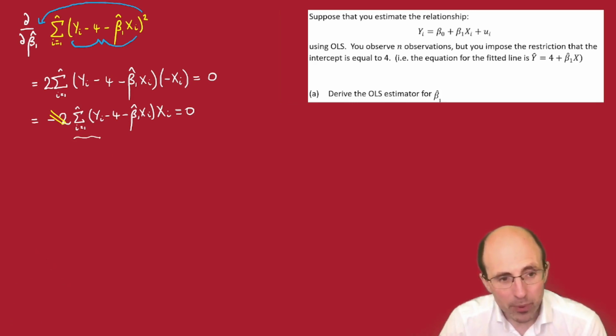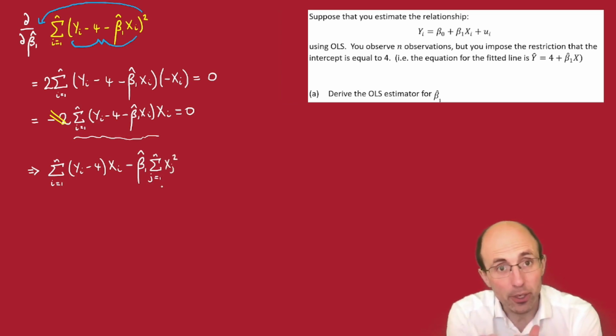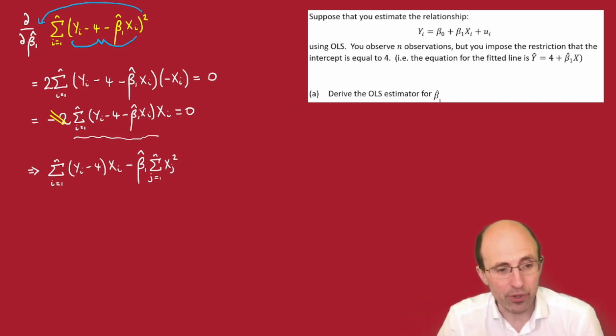Now we can split this summation into 2 parts. So let's rewrite that as the sum of yi minus 4 times xi minus beta 1 hat times the sum of the x squared. And what we've done here is we've split this into 2 parts, one part relating to beta 1 hat, one part relating to everything else. And this is going to be equal to 0.